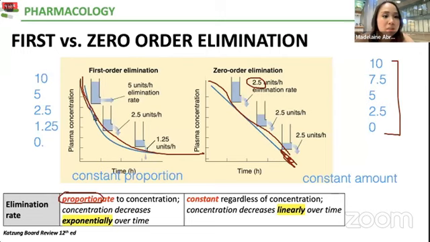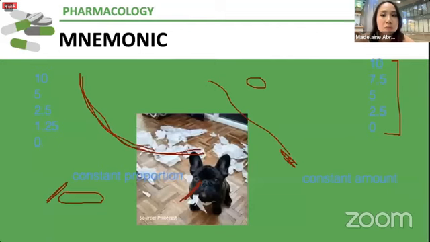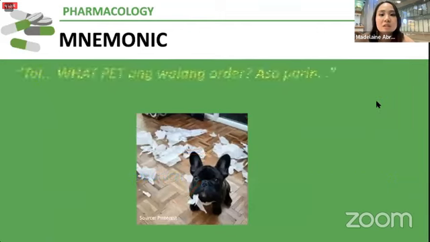First order is an exponential decrease because what you remove is a proportion. It's always half. Okay? So therefore, the elimination rate in your first order is proportionate to the concentration. Here, the elimination rate is always constant because you remove the same amount. Okay? So with that, our mnemonic is what pet.